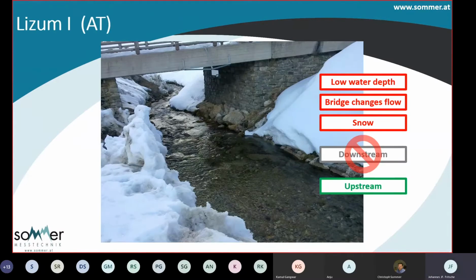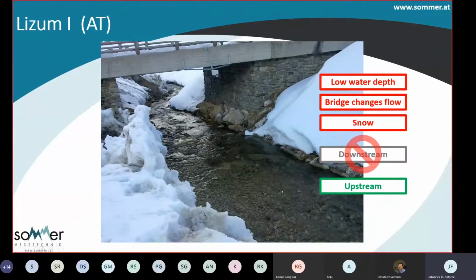So here we have a small river in a subalpine region with a clear water river flowing below a bridge. Here it makes a bend. Here you can see on the bridge the RQ instrument installed with the velocity sensor looking on this side.